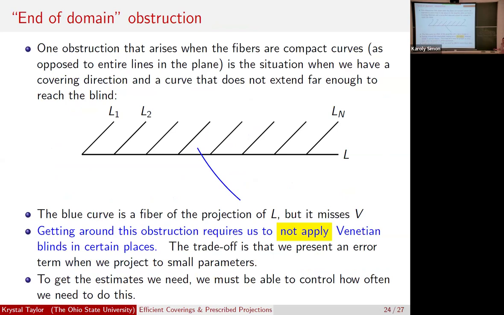We think about it for a while and we realize the trick, the way to get around this, is to not apply the Venetian blind construction in certain places. So don't apply it if it's not going to hit. We need covering. Blue is covering. Blue means it always has to hit the blind. The trade-off is that we present an error term when we project a small parameter. So yay, we don't do the blind construction, it still hits. But now we've lost the fact that in the small directions, we need small projections. So we have to somehow balance. We must control how often we don't apply the Venetian blind construction.